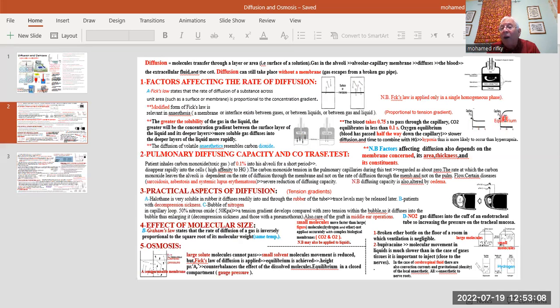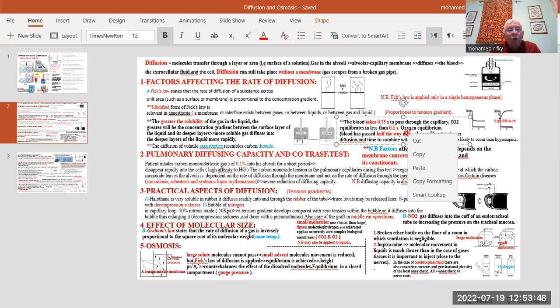Regarding oxygen, it takes a longer time to diffuse to the hemoglobin. It takes around half of the time the blood takes, so it's around 0.3, 0.4 seconds, and so forth. So what makes the difference? Two factors. First, the easier diffusion of carbon dioxide compared to oxygen. The second is the time taken for the oxygen to combine with hemoglobin. So these two things make the difference between the absorption of oxygen and carbon dioxide to the hemoglobin.